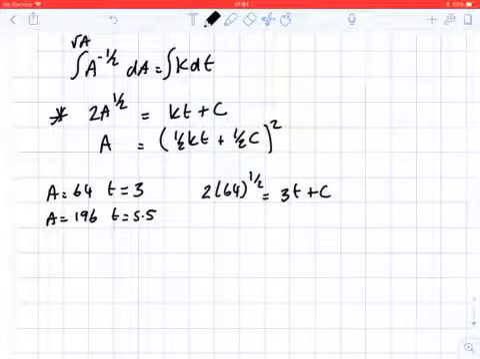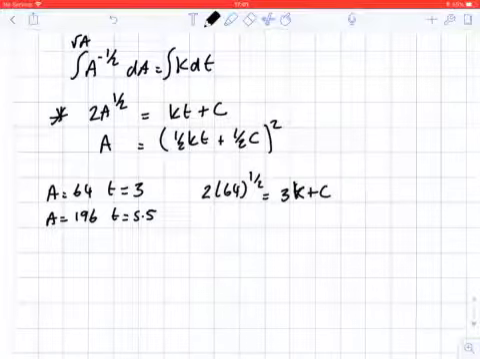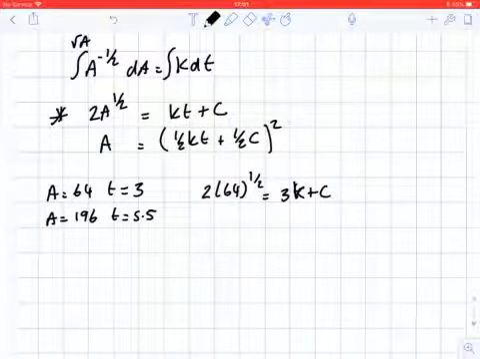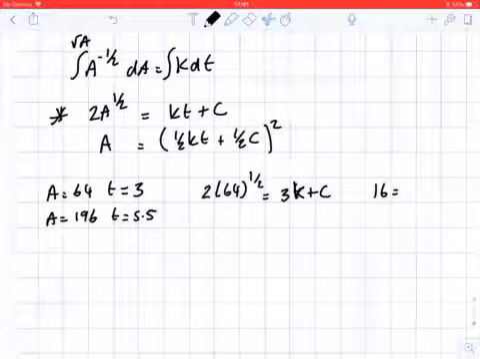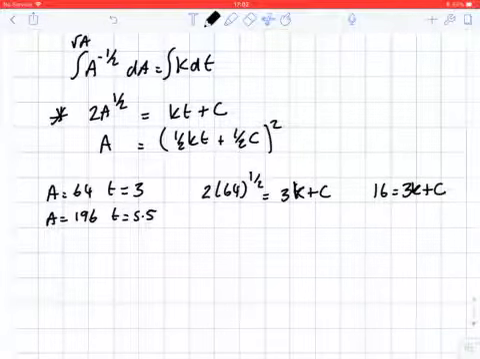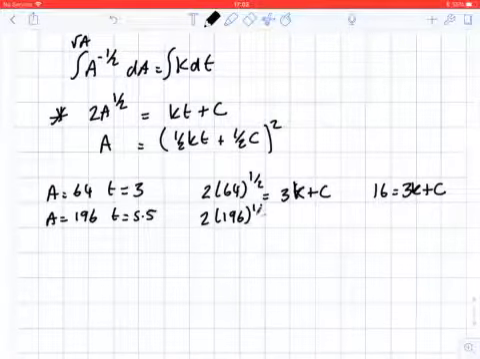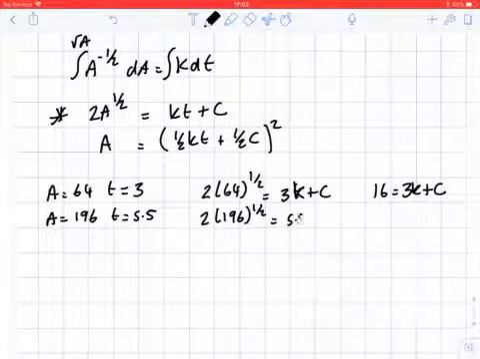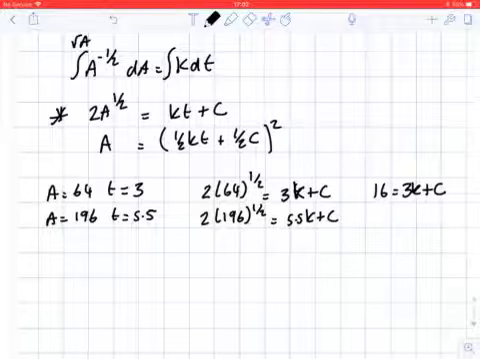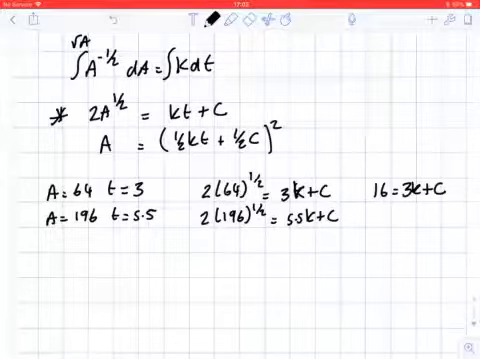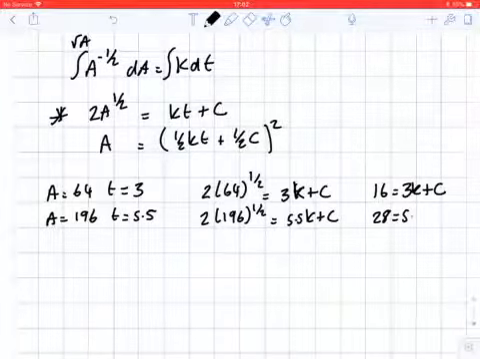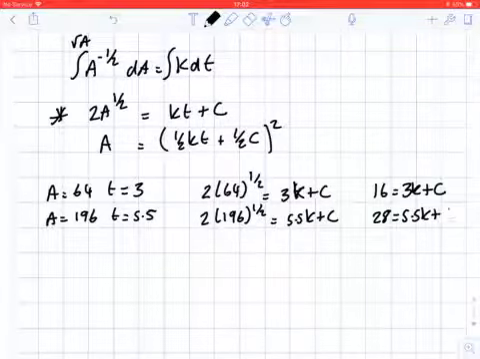So that simplifies down to 3k plus c. So 64 to the power of half is 8, times 2 is 16. So I've got 16 is equal to 3k plus c. Then we've got 2 lots of 196 to the power of a half is equal to 5.5k plus c. The square root of 196 is 14, so 28 is equal to 5.5k plus c.